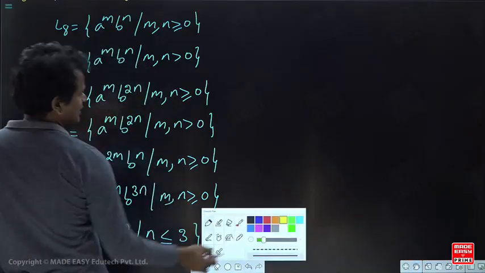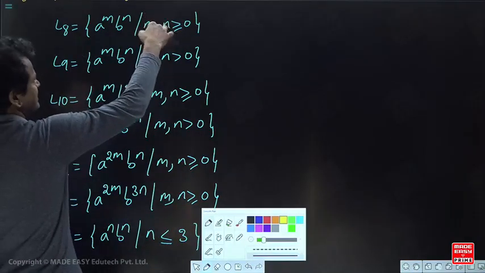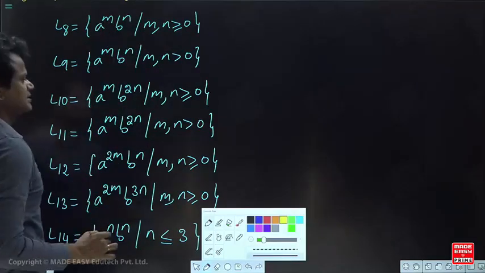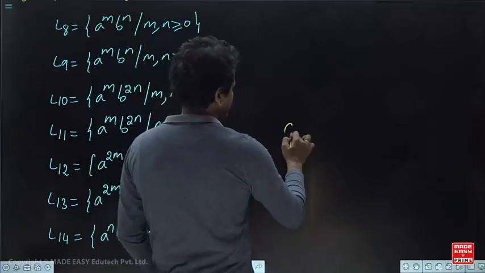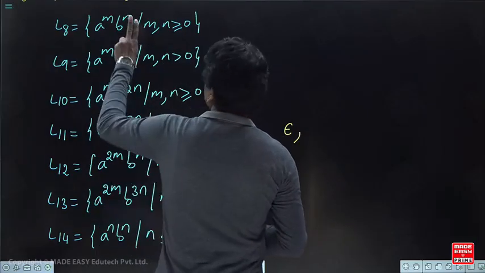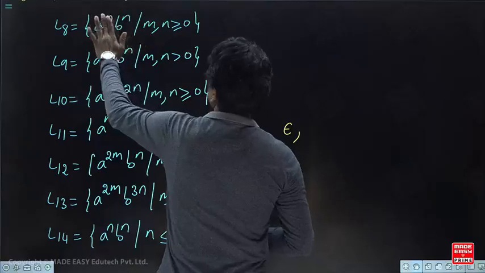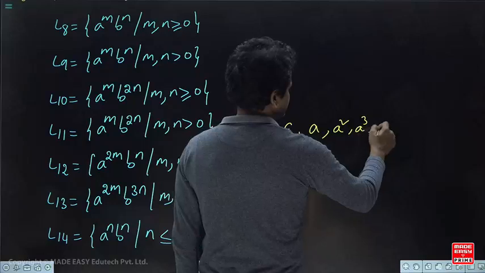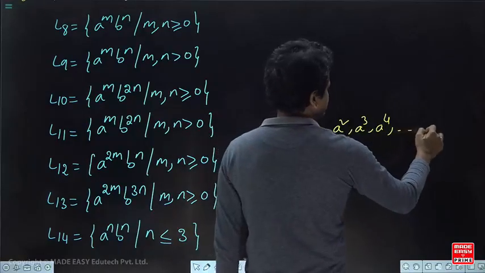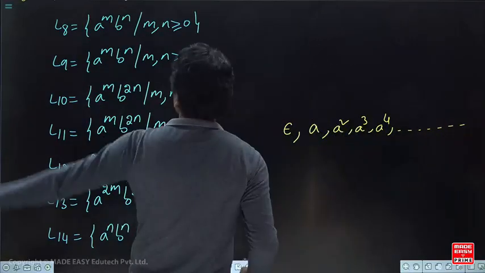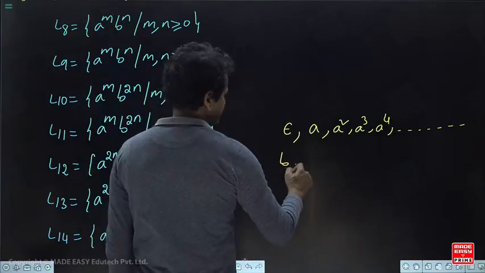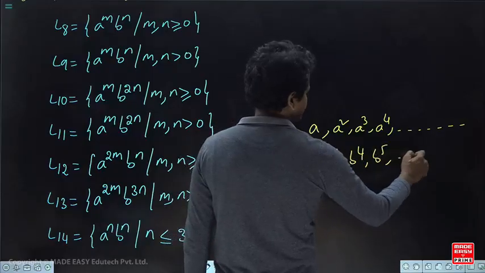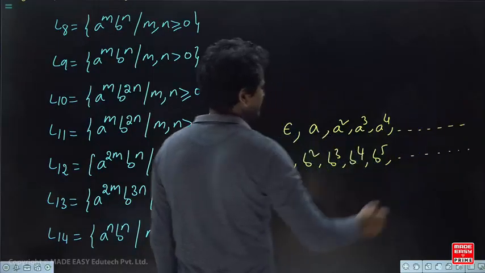And what are the smallest values of m and n? The least values of m and n are zeros: a power 0, b power 0. If both are 0, then epsilon will be the string. Suppose n is 0, then m can be 1, 2, 3, 4, 5, and so on to infinity. Suppose m is 0, then b's can be 1, 2, 3, 4, 5, and so on to infinity.